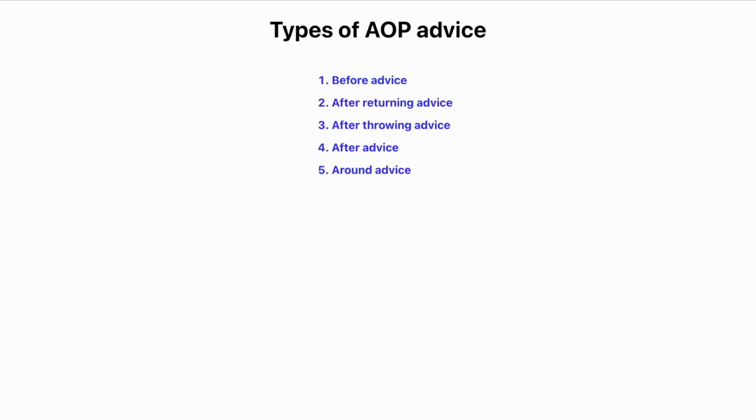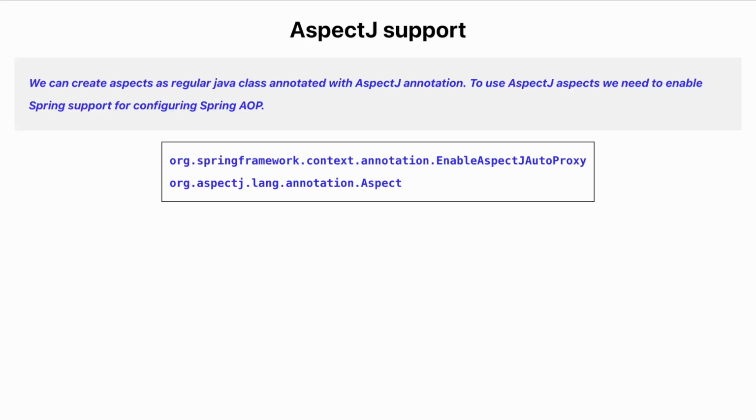We can also use AspectJ annotations to use aspects. AspectJ support. We can create aspects as regular Java classes annotated with AspectJ annotations. To use AspectJ aspects, we need to enable Spring support for configuring Spring AOP. Spring intercepts the method invocation in an advised bean object by creating a proxy to the bean. The EnableAspectJAutoProxy annotation can be used to enable this feature.